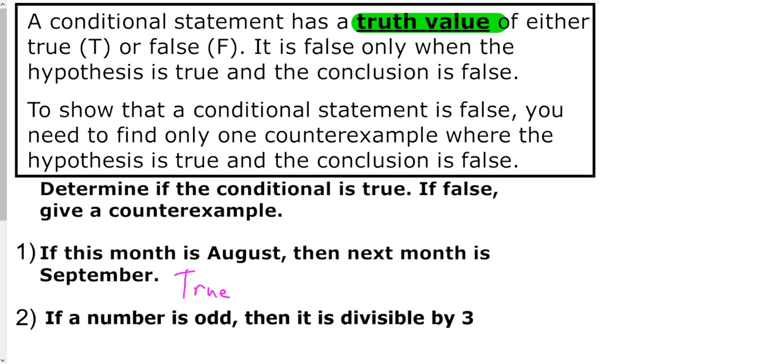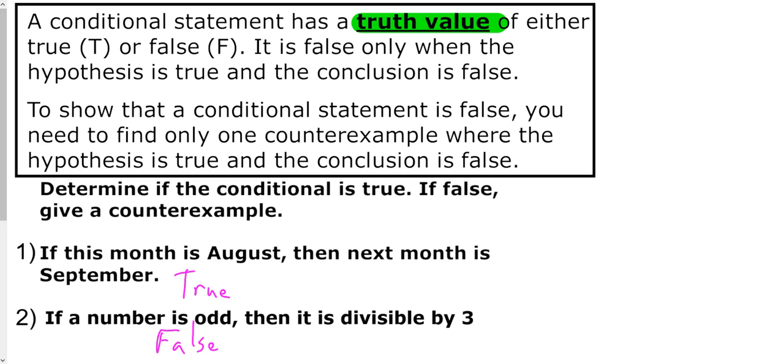If a number is odd, then it is divisible by 3. Well, I could come up with some examples of that. So some examples would be like the number 3, or the number 9, or the number 15. Those are all odd numbers that are divisible by 3. But I can also show that this statement could be false. If we think about the number 6, 6 is not odd, but it is divisible by 3.